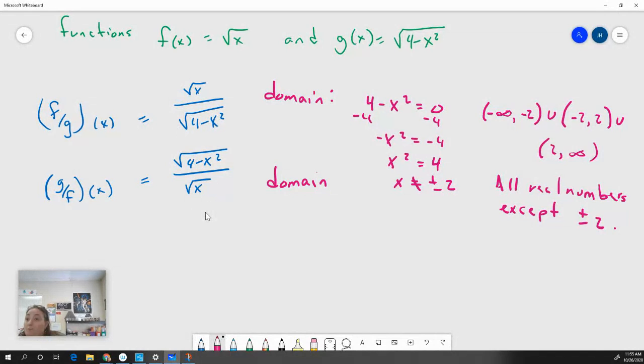If we're looking at the domain of this other function, it's a little bit simpler, because we just have to say x can't equal 0. So we've got all real numbers in this case. We can go negative infinity all the way to zero in union with zero, but not including zero, all the way to positive infinity. Or we could just say all real numbers except for zero.